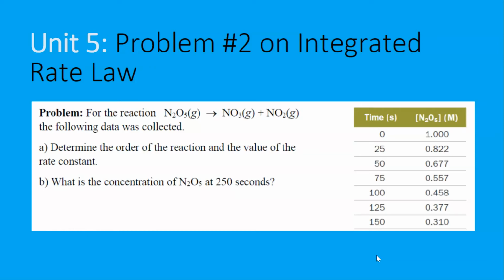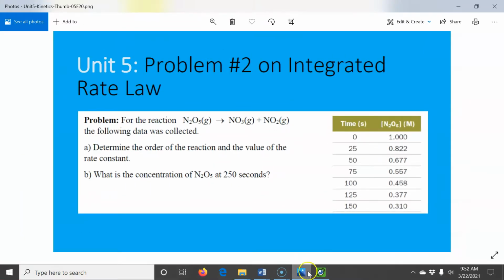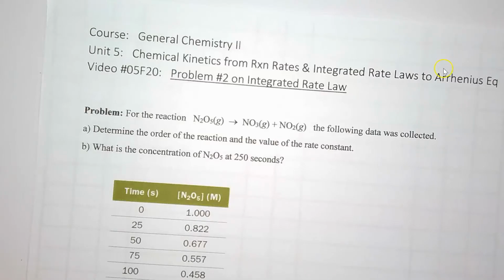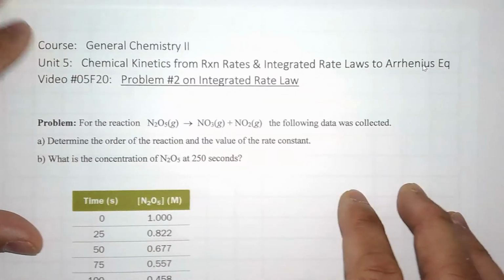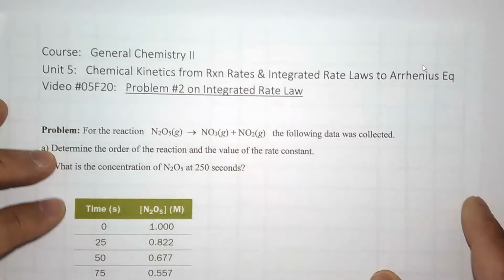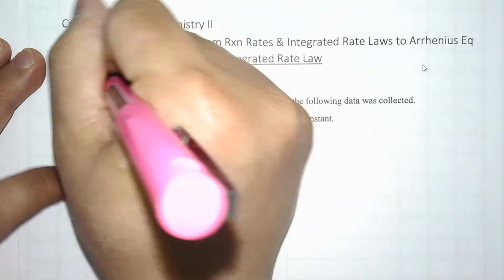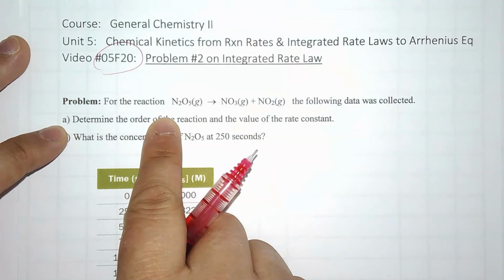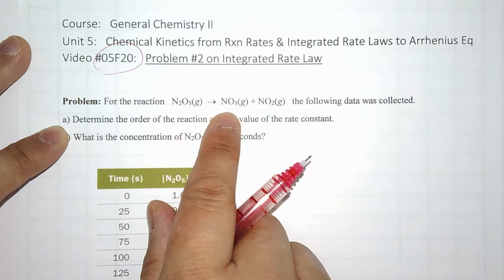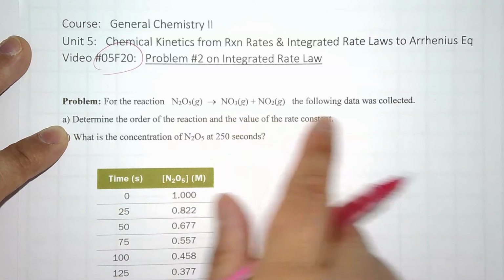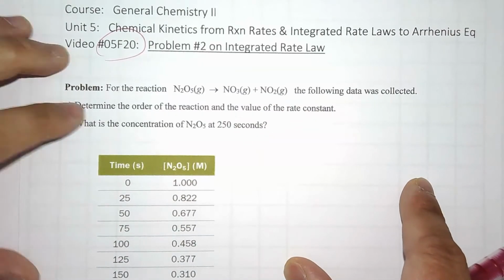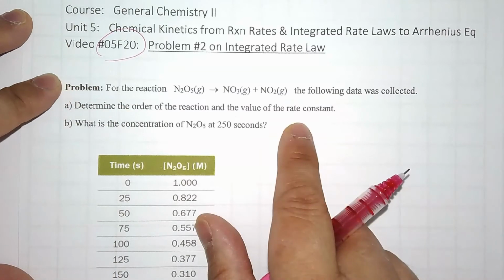Hi again. I want to go over a second problem on the integrated rate law. In this case, we have a data table of concentration of the starting material versus time. Once again, how do I know that we are using one of the integrated rate laws in this problem? Let's see. It says for the reaction N2O5 going to NO3 plus NO2, the following data was collected. They want us to figure out the order of the reaction along with the rate constant.